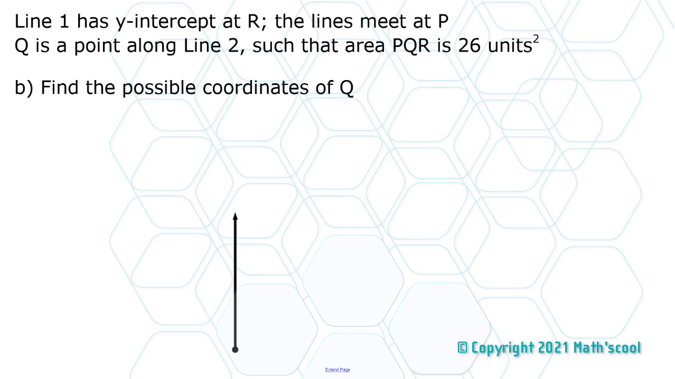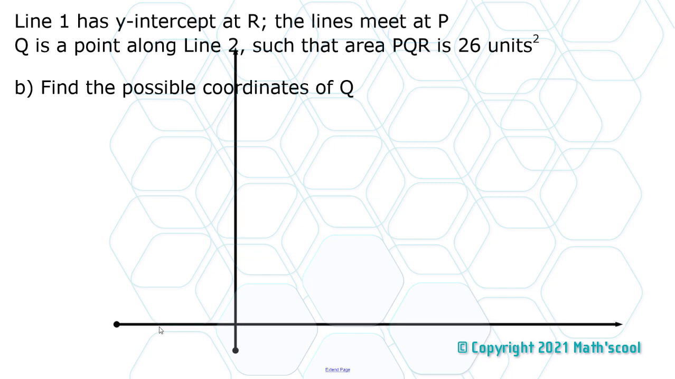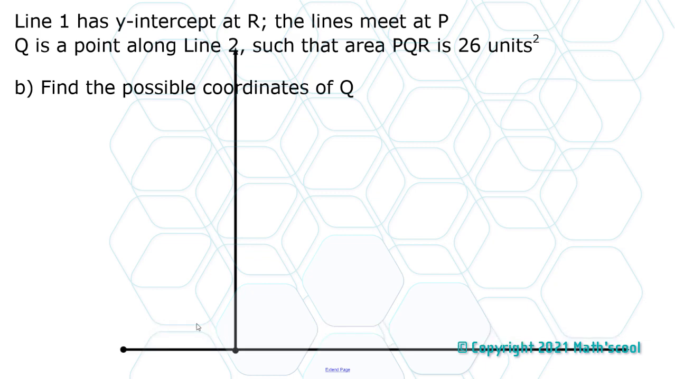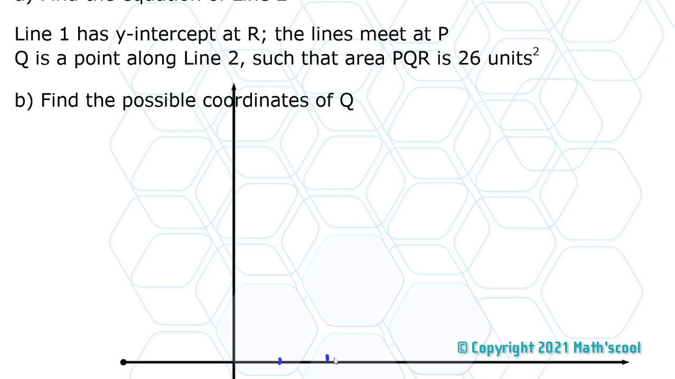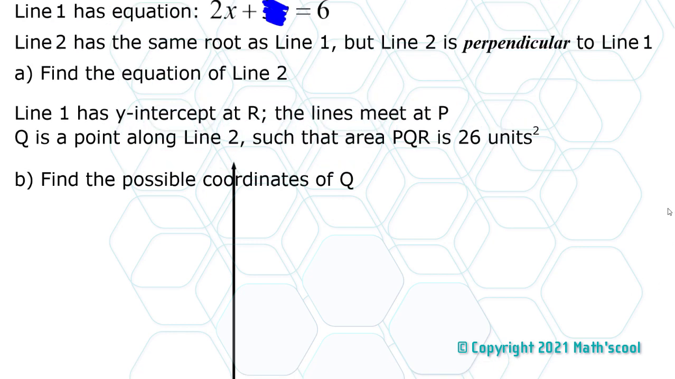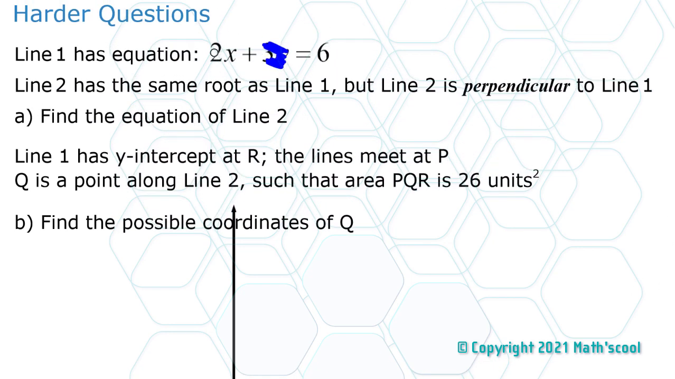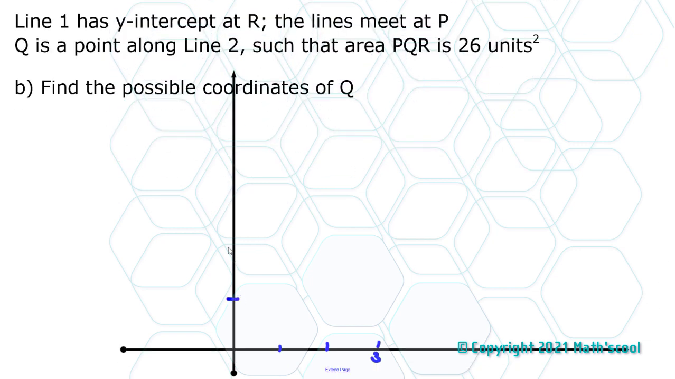Let's put some axes. Okay, let's try and move that one down a bit. Okay, so 2x plus 3y equals 6. Well, that makes it very easy. I can tell you that the root is going to be at 3. So 1, 2, 3 is the root. And the y-intercept is going to be at 2.